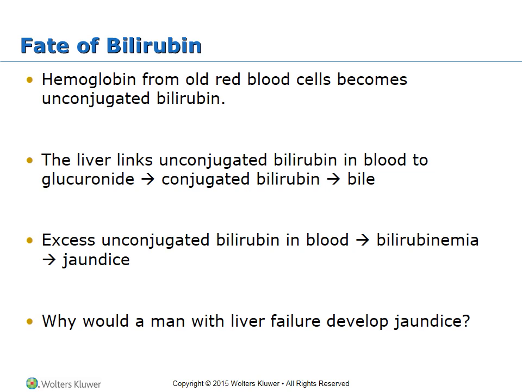So why would a man with liver failure develop jaundice? Because we're not able to make that conjugated bilirubin. Remember, our liver's not working correctly, and the liver is what links that unconjugated bilirubin in the blood to glucuronide, which turns it into bile. And if our liver isn't functioning properly, we're not going to be able to do that. So we're going to have a buildup of bilirubin in the blood, which is going to cause jaundice in our patient.